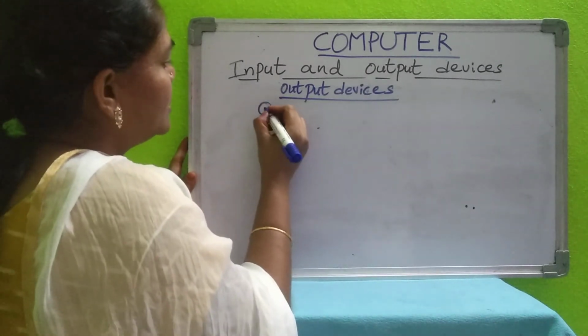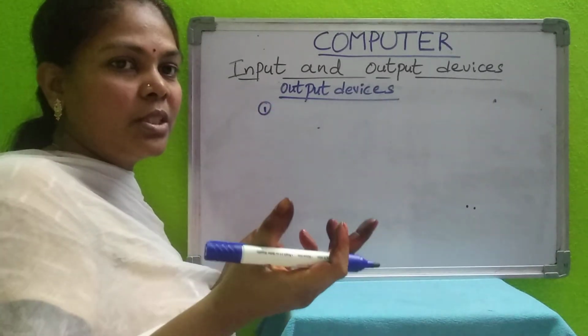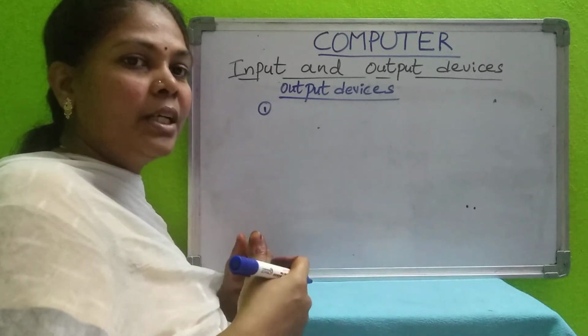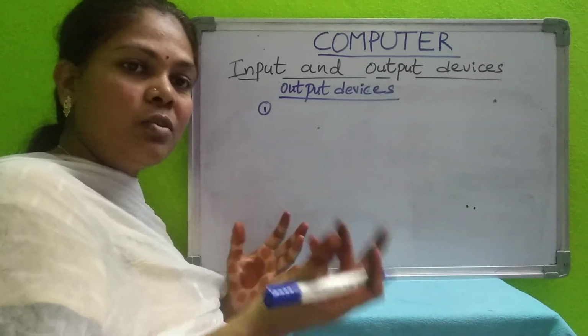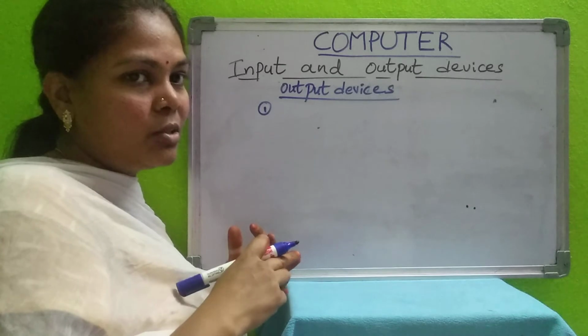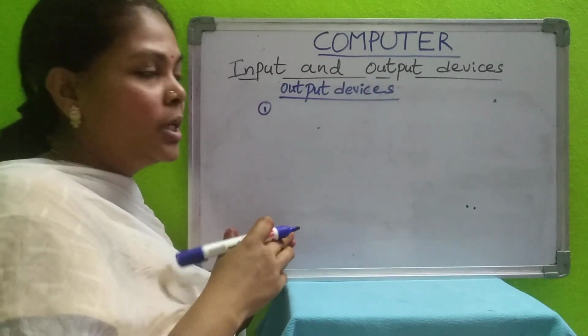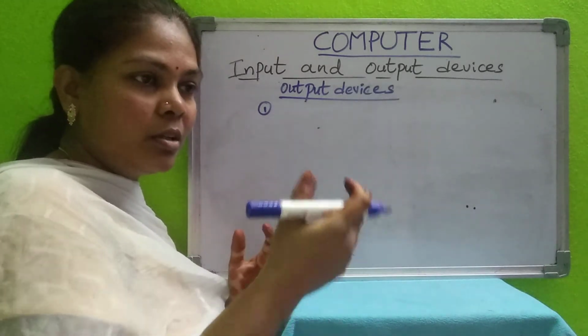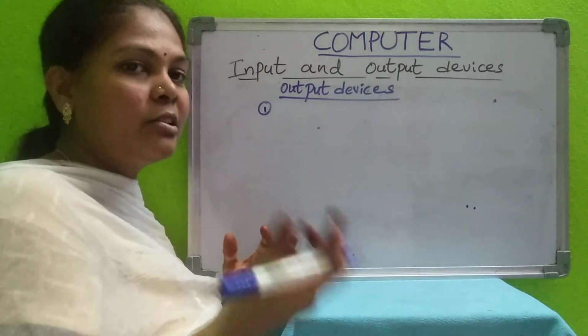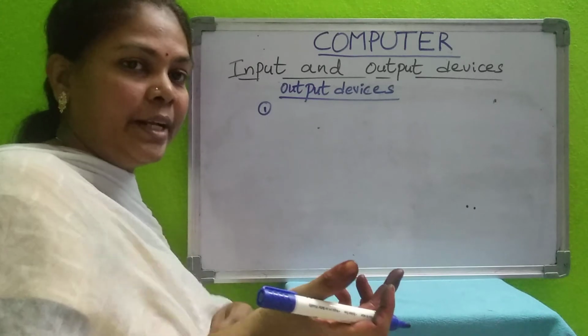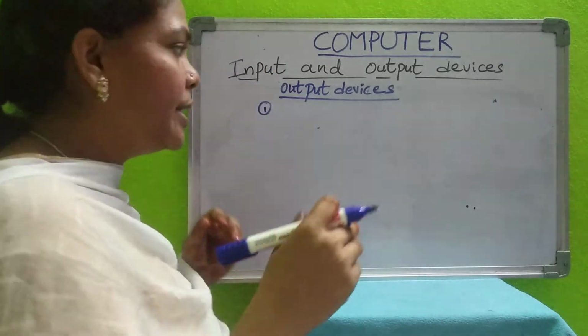So output device means on which you can watch the information, through which you can take the printout. Isn't it? Sound also is output. Some pictures also are output. If you watch some video, that is also output. And whatever you draw, if you take that as a printout, that is also output data. So all those are output data.